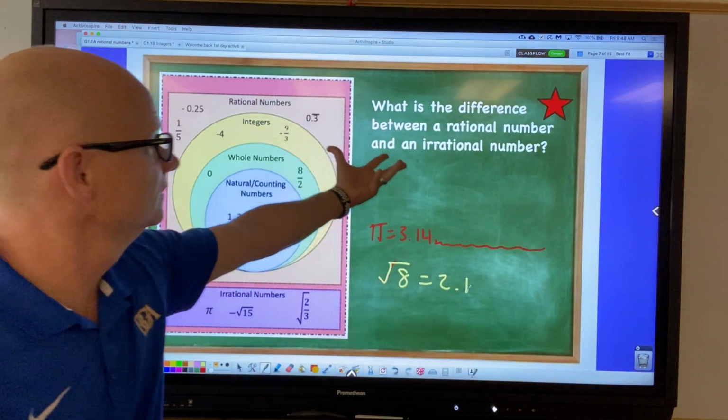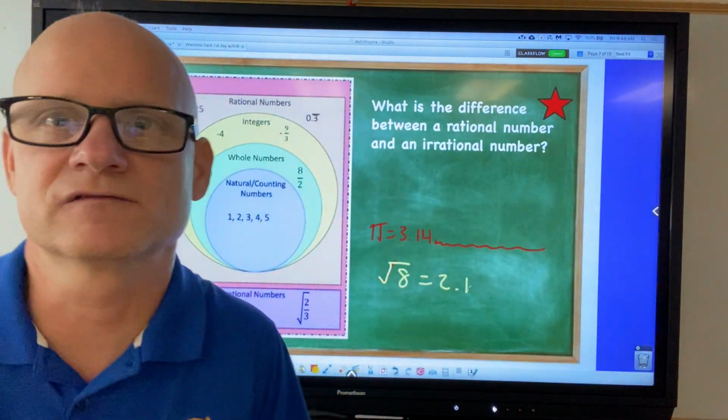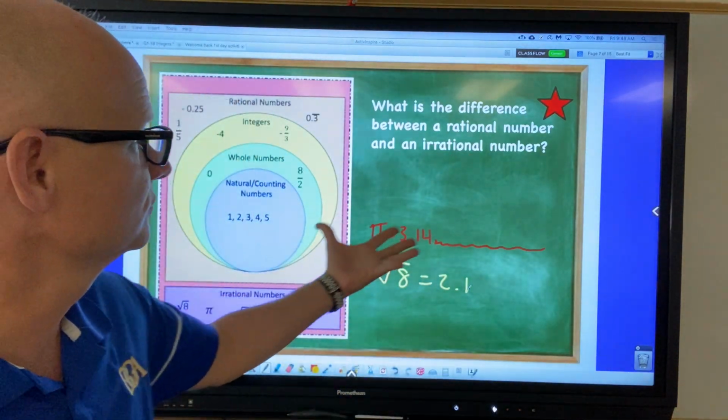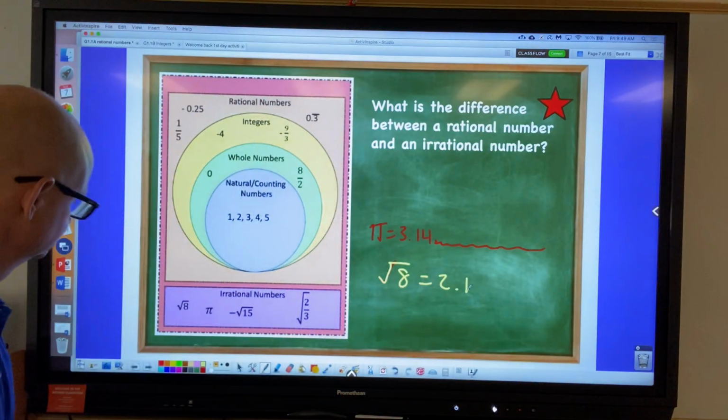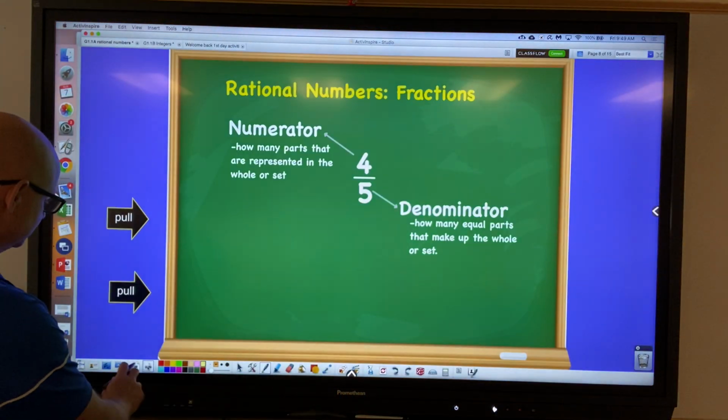So all I want you to do is give me your definition of the difference between rational numbers and an irrational number. And that's it. That is it.